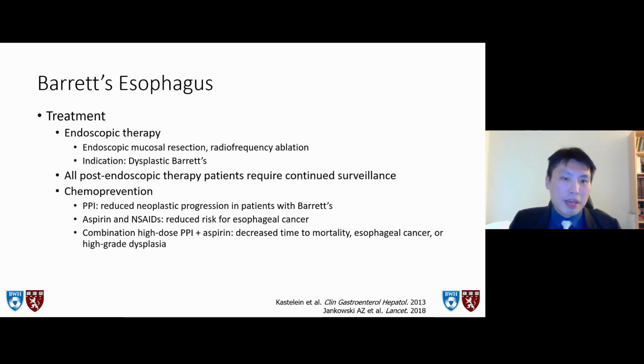There's some evidence that chemoprevention might help. For example, PPI has been shown to reduce neoplastic progression in patients with Barrett's. Aspirin and NSAIDs have been shown to reduce the risk of esophageal cancer. And most recently, a trial has shown that a combination of high-dose PPI and aspirin among Barrett's patients decreases time to mortality, esophageal cancer, or high-grade dysplasia.